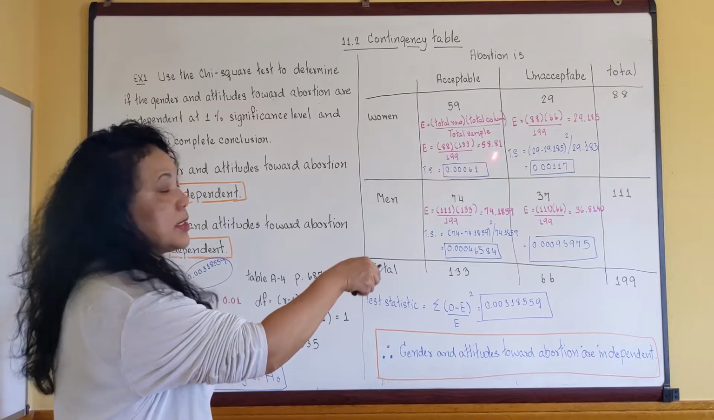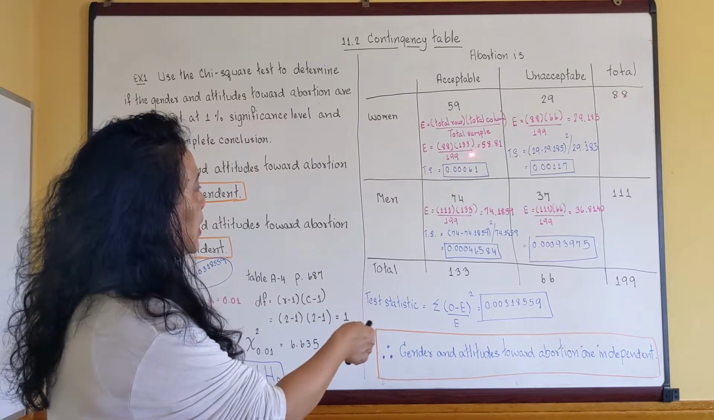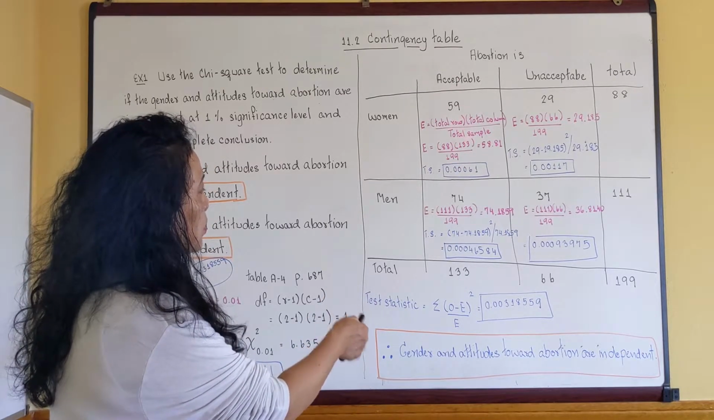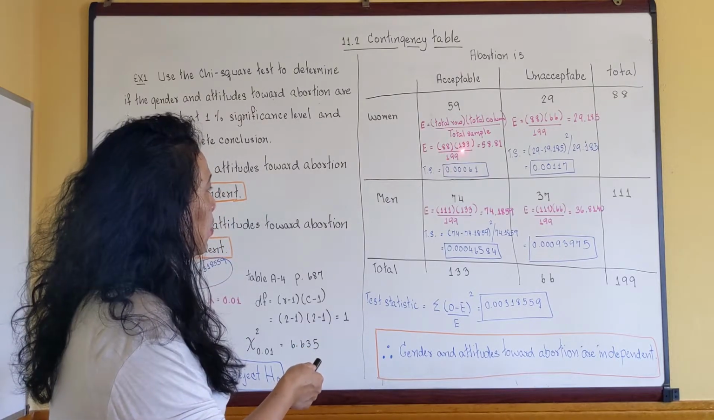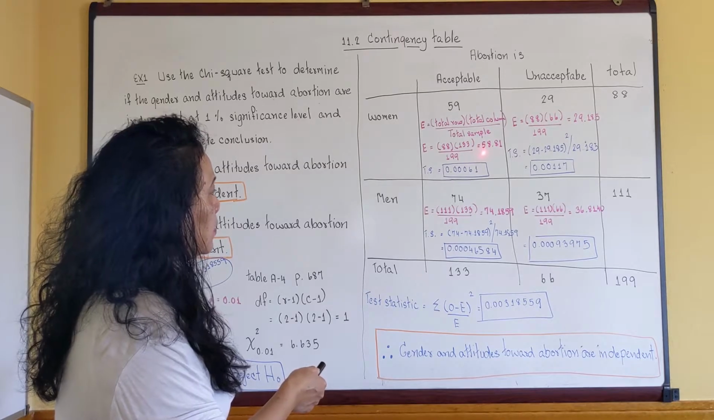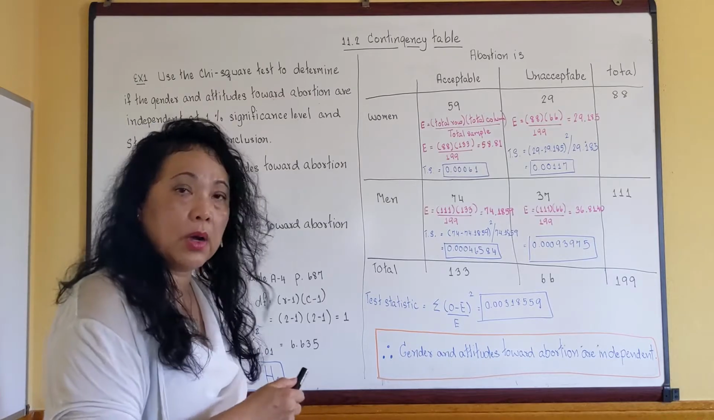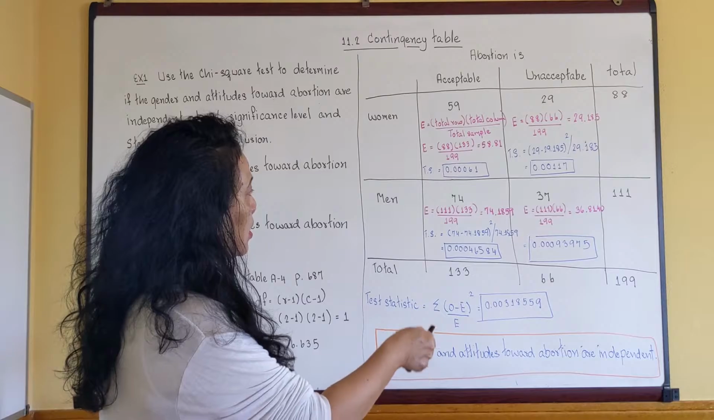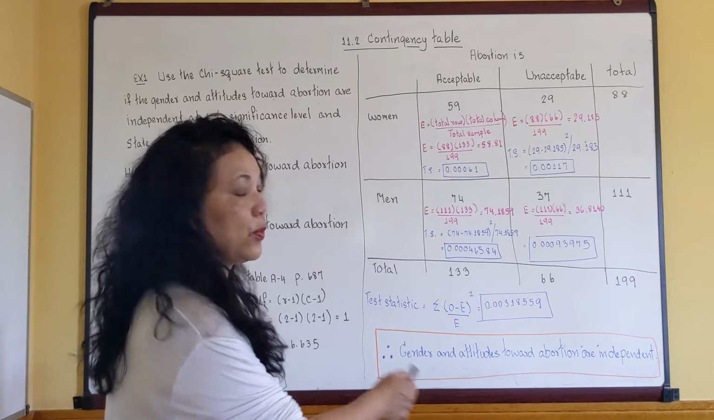So let's look at the first cell. Total row is going to be 88, total column is 133, and total sample is 199. So I have 88 times 133 over 199, which is 58.81. Let's look at one more just to practice. For this cell, total row will be 88, total column will be 66, and total sample size will be 199.